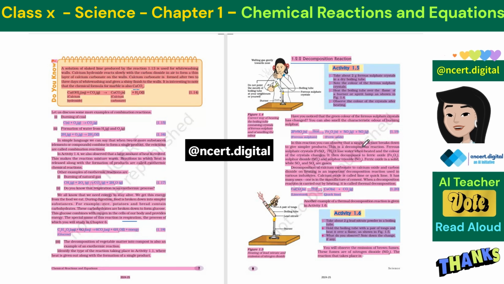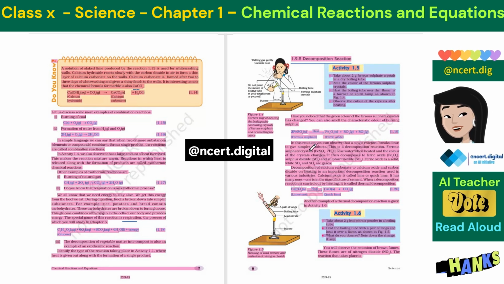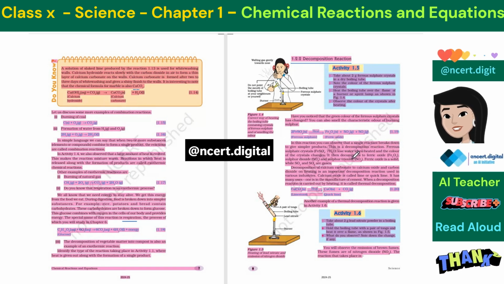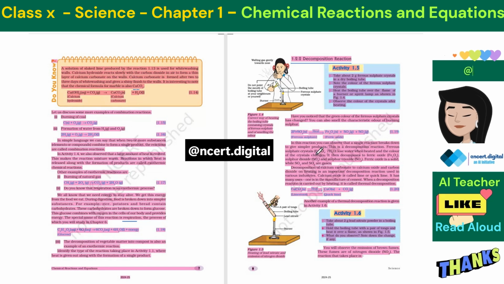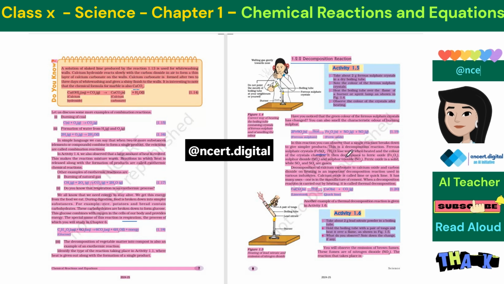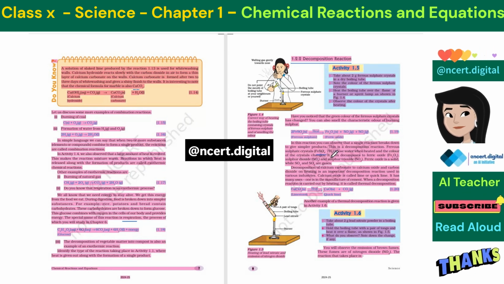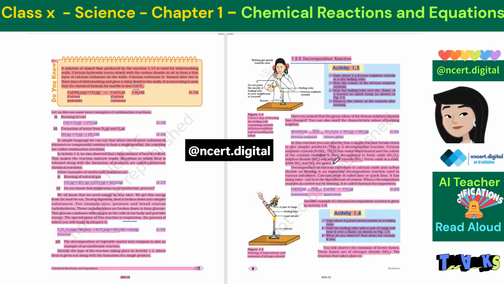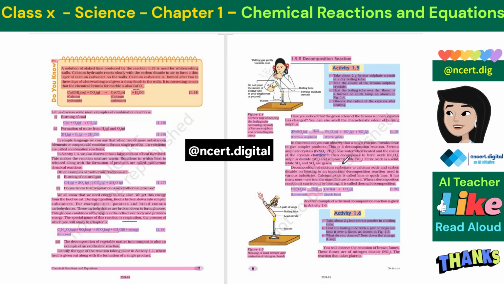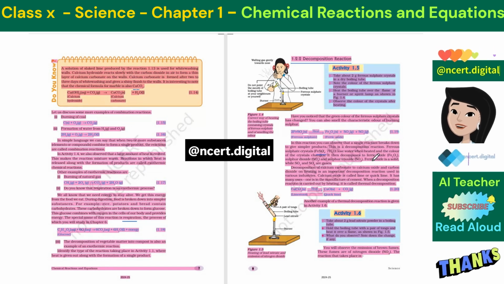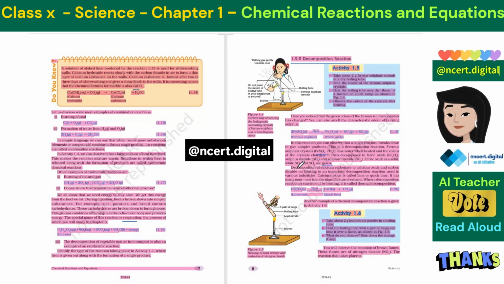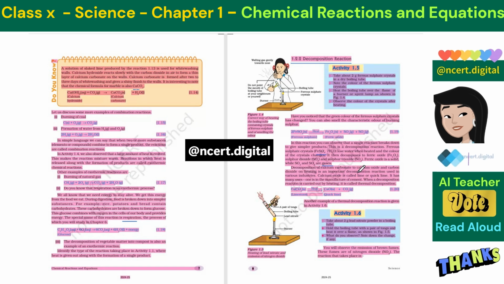In this reaction you can observe that a single reactant breaks down to give simpler products. This is a decomposition reaction. Ferrous sulfate crystals, FeSO4·7H2O, lose water when heated and the color of the crystals changes. It then decomposes to ferric oxide, Fe2O3, sulfur dioxide, SO2, and sulfur trioxide, SO3. Ferric oxide is a solid, while SO2 and SO3 are gases.